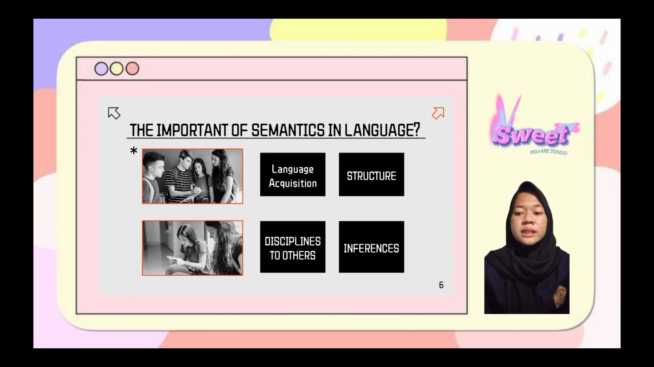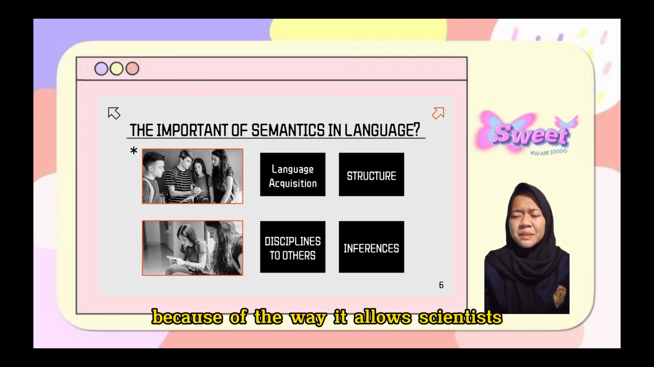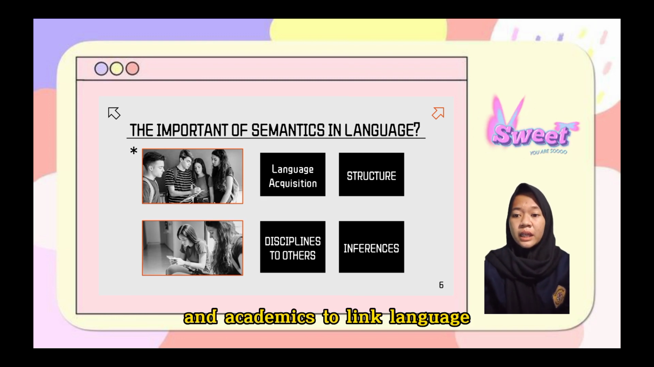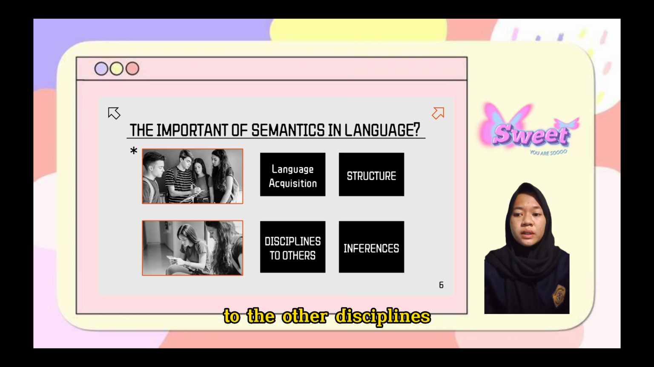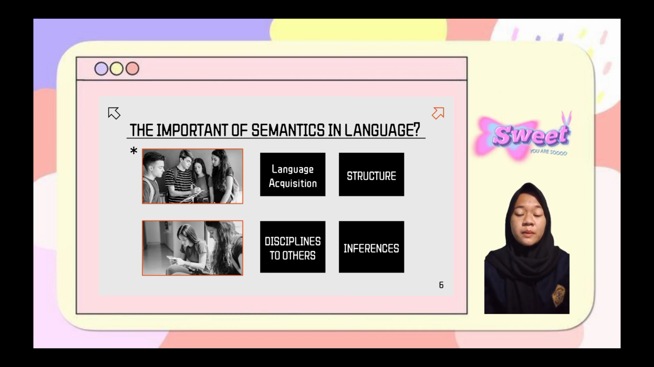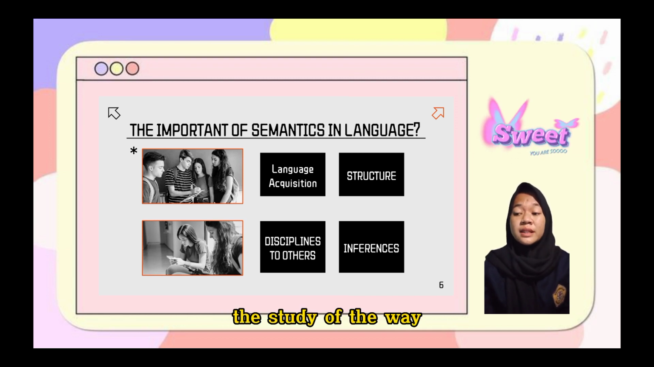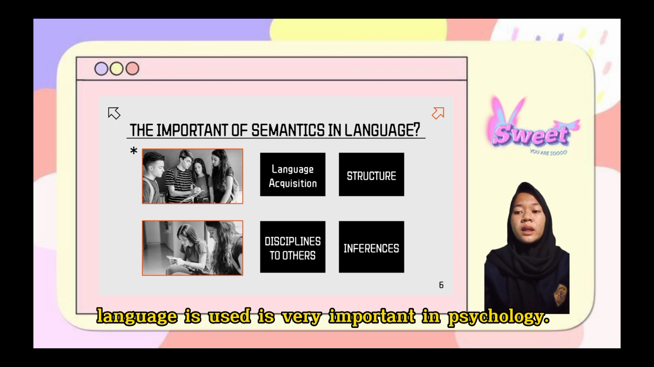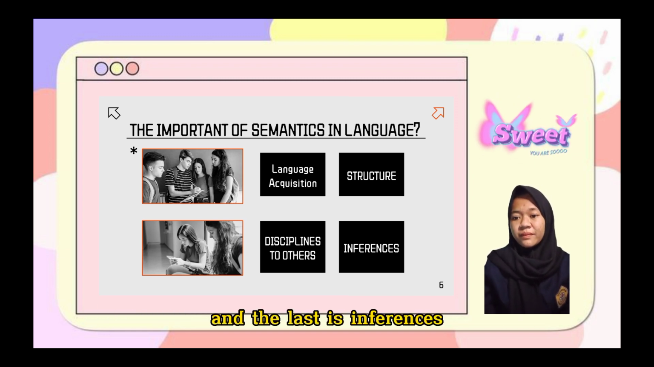The third is other disciplines. Semantics is critical because of the way it allows scientists and academics to link language to the other disciplines that it is important in. For instance, the study of the way language is used is very important in psychology.